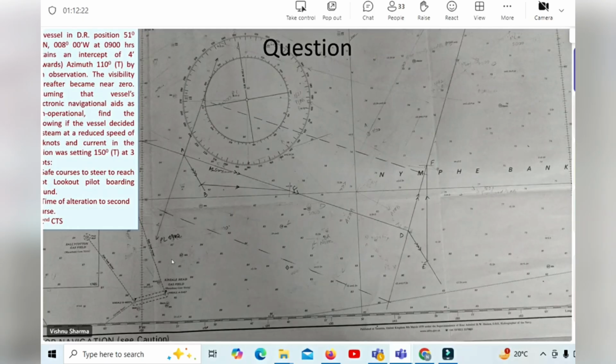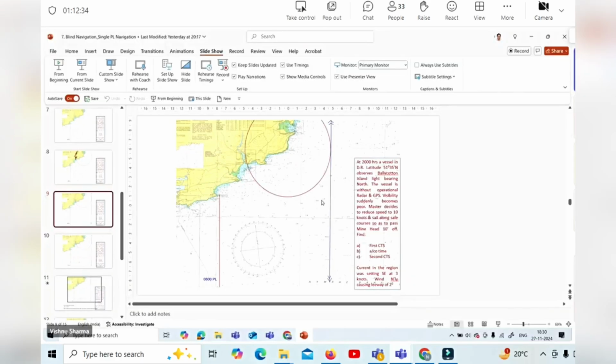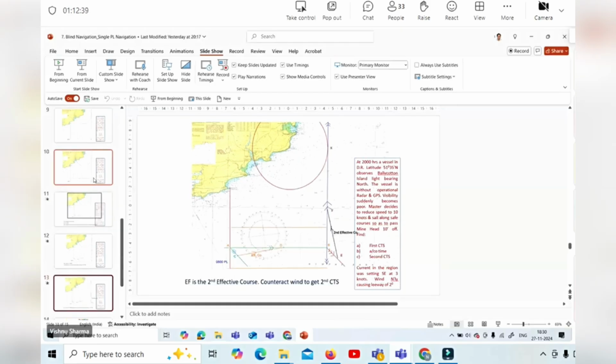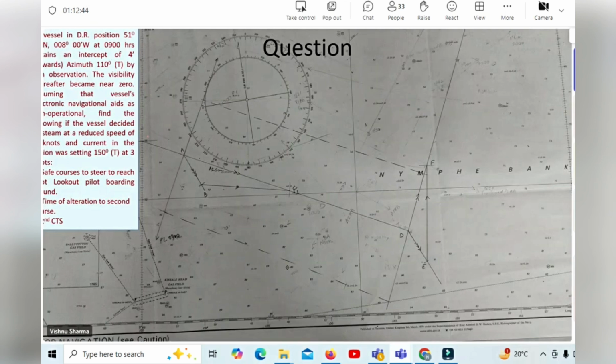Guys, this is the plot from one of the students who has shared in the last batch. You can see here what he has done. This is, I think, the DR, guys. This is the azimuth. This is the ITP. And this is the first PL he has drawn.